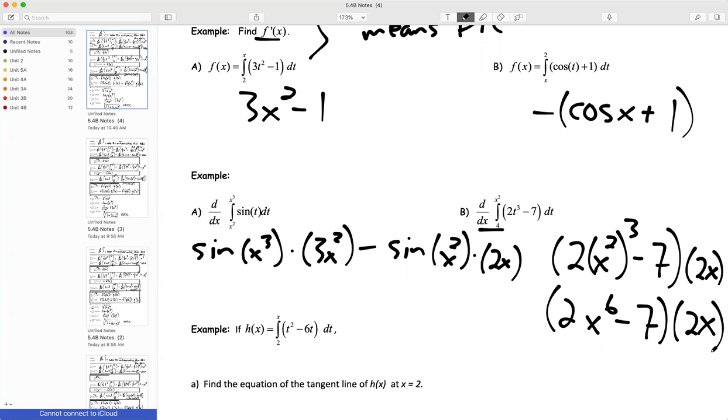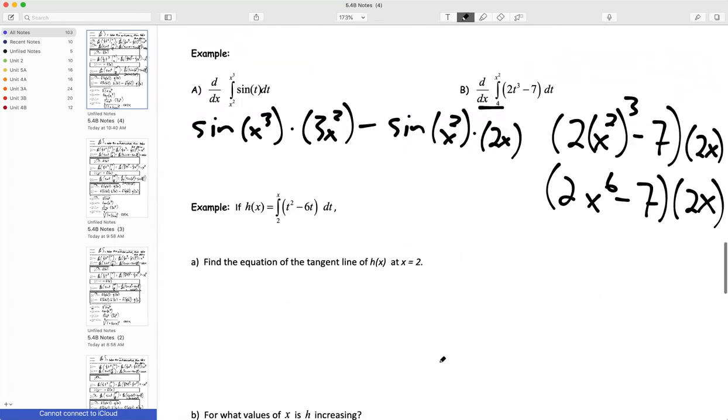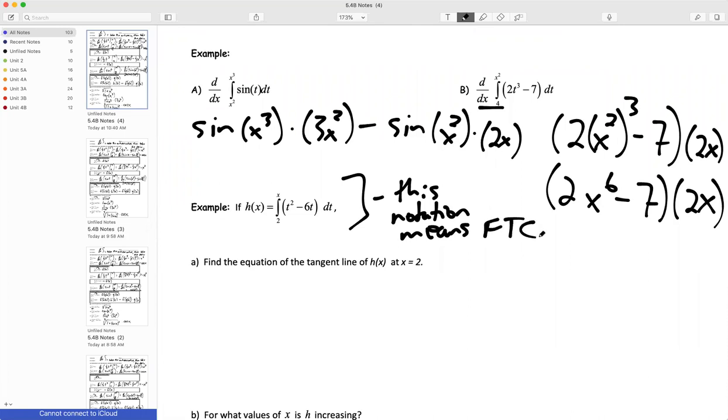Okay, we are going to do one more example here. It says if h of x is equal to the integral from 2 to x of t squared minus 6t dt. Okay, when you see this, again, this notation means FTC. Whenever I see this h of x is equal to this integral from 2 to x, and then there's a different variable in the integrand, I know that they're going to ask me about h prime of x somehow.